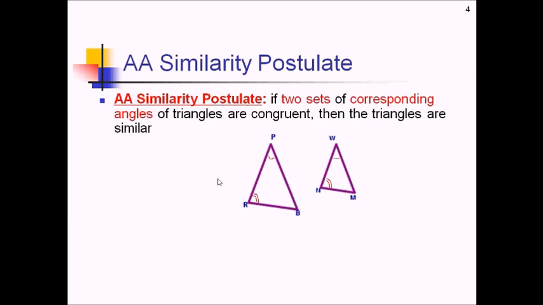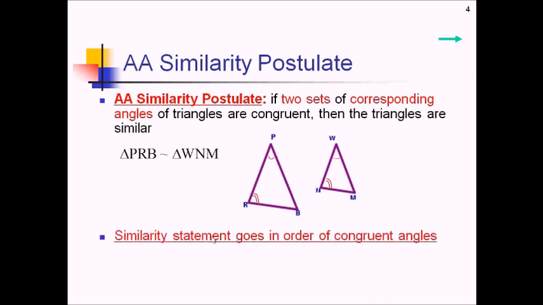So here we could say that triangle PRB is similar to triangle WNM. And notice when I wrote my similarity statement that that's going in order of congruent angles. So P and W both have the same spot in the statement. Same thing with R and N, and also the leftover angles.